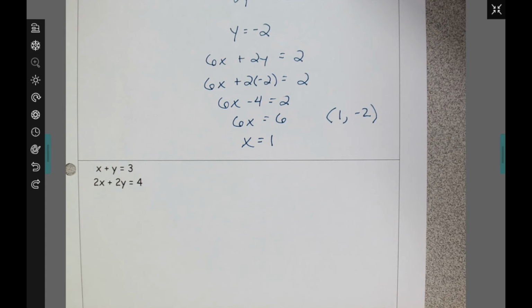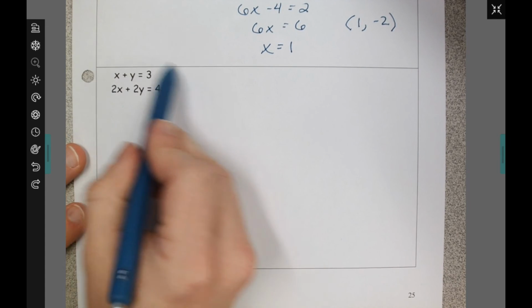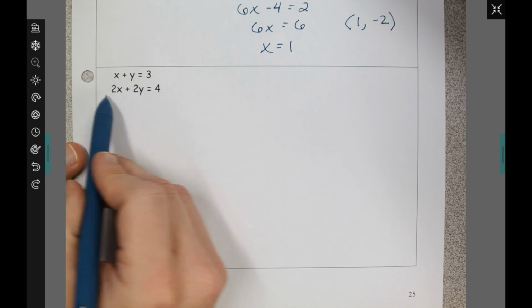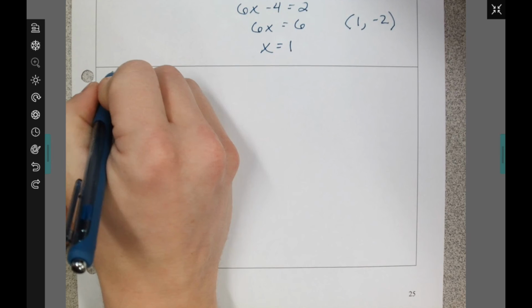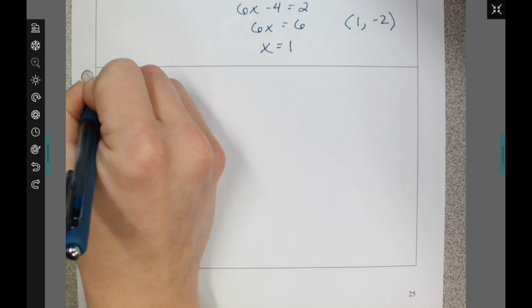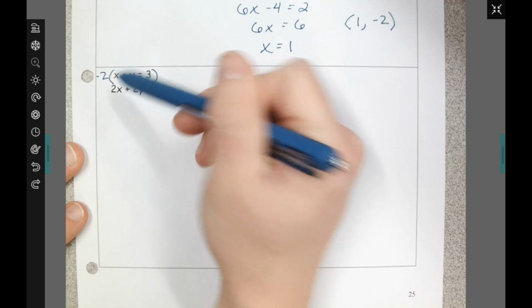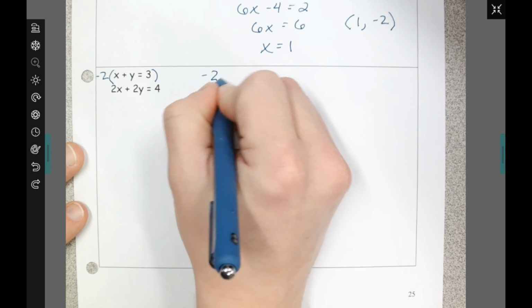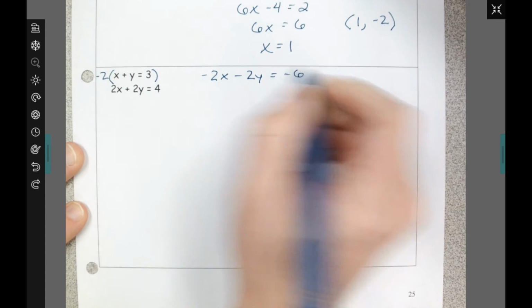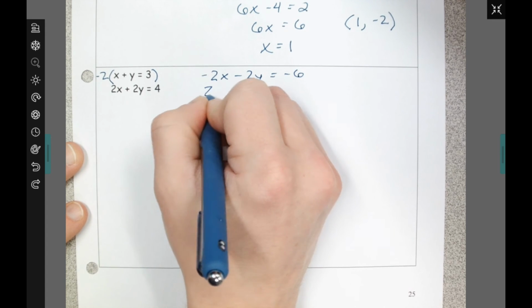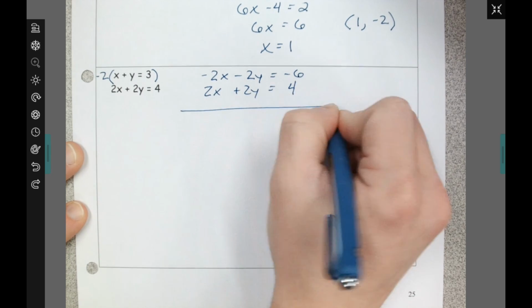Okay, last example I'm going to do on this video. Down here, you look at it, nothing matches up, nothing goes away, so I need to match them up somehow. I'm going to match them up by multiplying the top by a -2. Okay, I'm going to do -2, that way I have opposites on my x's. So you have -2x minus 2y equals -6. Down below, 2x plus 2y equals 4. You add.